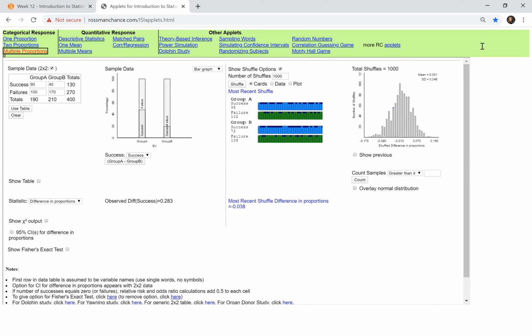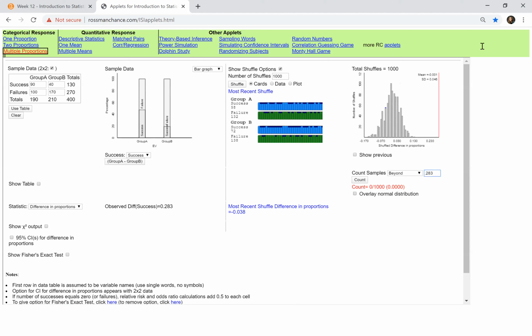All right, so how do I find the p-value for the difference in proportions for this study? You change the greater than to beyond, and then you put in your statistic. Okay, and what's the statistic for this? Is it 0.283? Yep, it's this observed difference right there. So I'm going to put in 0.283. And we get a very small p-value, so less than 1 out of 1,000.